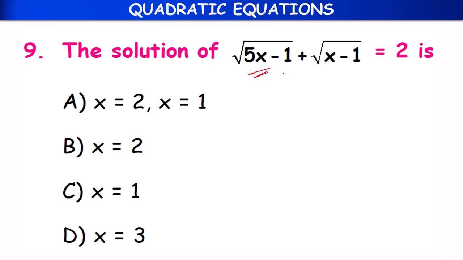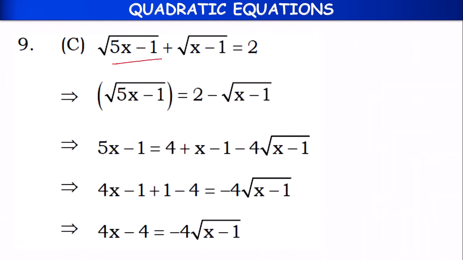But here we have the terms under square root. So first we should try to remove that square root, so that we can reduce the given equation to quadratic equation form. Then we can solve the variable value.